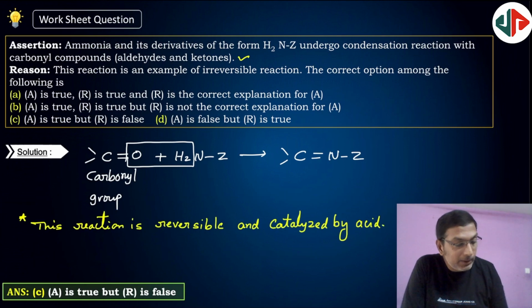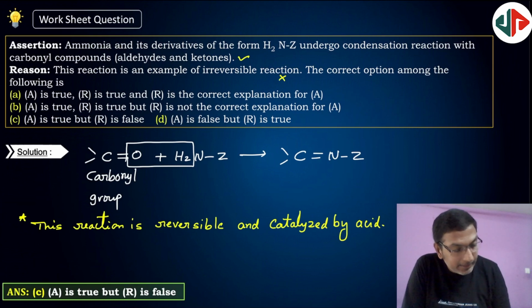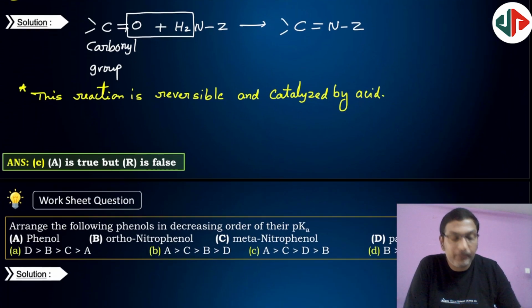Then statement 2 is wrong. Therefore A is true but R is false. So option next.